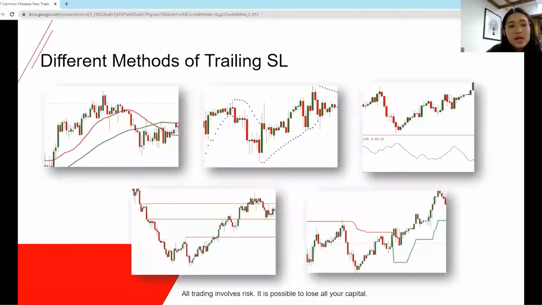Okay, here is a summary of the different methods that you can use for trailing stop loss. The first that we have is the moving average indicator. Next we have the parabolic SAR, and then we have the chandelier and ATR indicator, support and resistance levels, and the last is a combination of all of these methods.